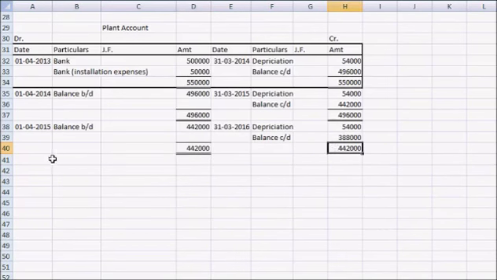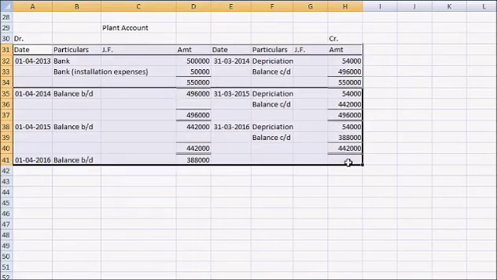So for 2016, we'll have to start with this balance, which would be 3,88,000. So this is how we'll prepare this plant account.